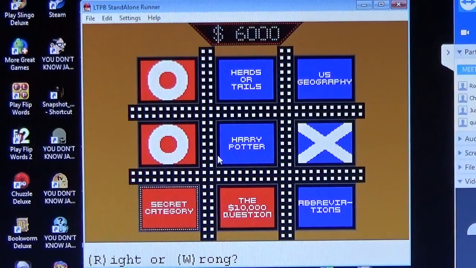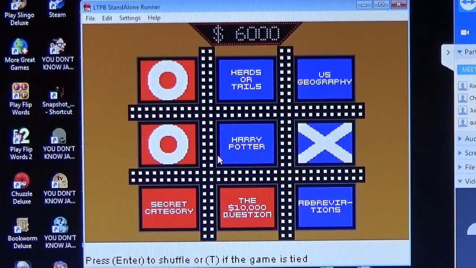What is the only nation that shares a land border with Qatar? Again, what is the only nation that shares a land border with Qatar? Nigeria? Nigeria is wrong. It's Saudi Arabia. Okay, so $6,000 is still in the pot and we shuffle.